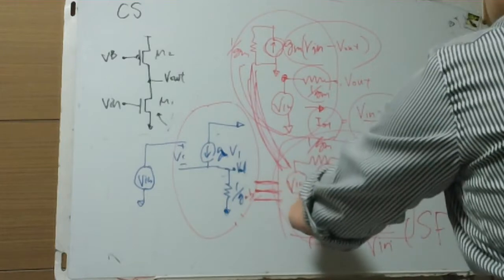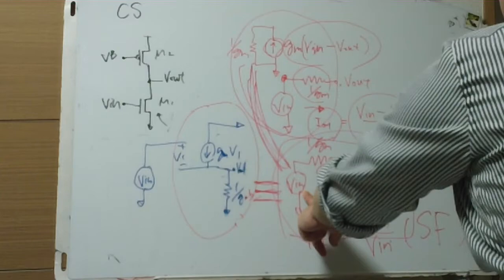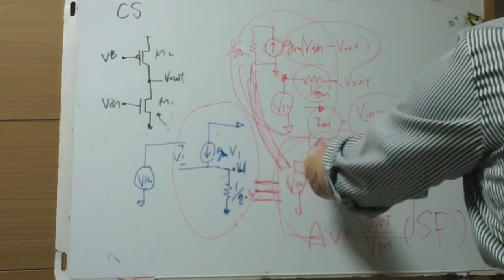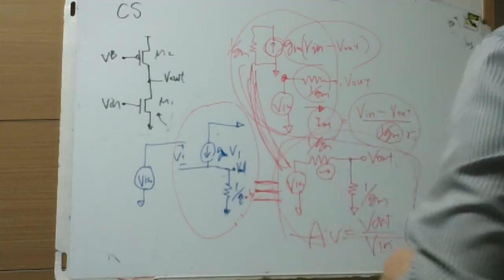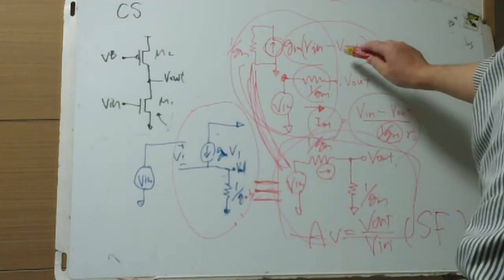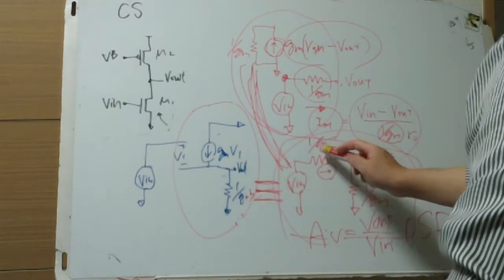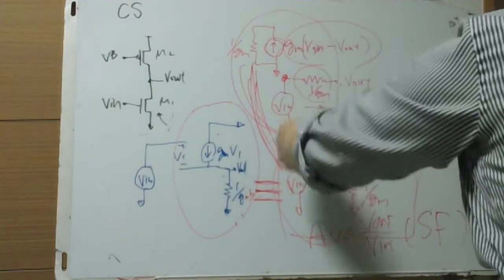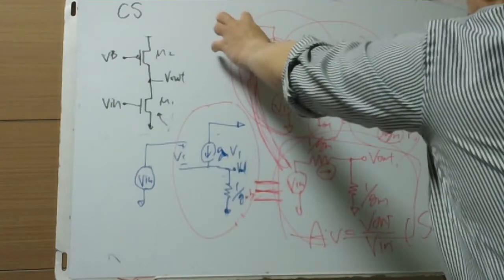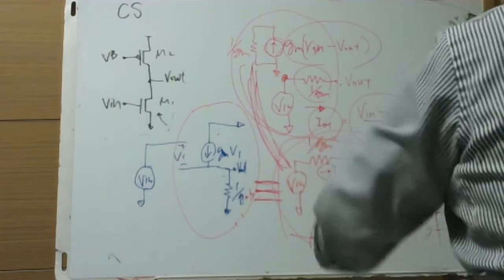Not this voltage. Not this. This current is V in minus V out times 1 over Gm, which is this current. V in minus V out over 1 over Gm is this current. This current is equivalent to this current. This resistance equivalently produces the resistance. This times this gives this voltage.